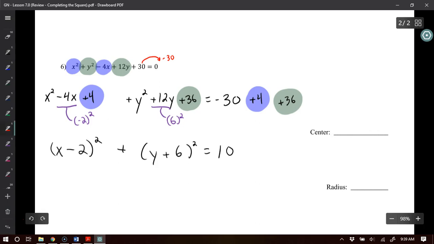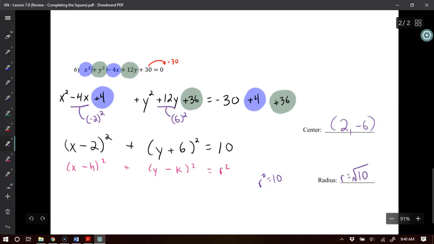Again, now you have the equation of a circle. You have an x minus h squared, plus you have a y minus k squared, and you have a radius squared value. So my center is the coordinate 2, -6. r squared equals 10, so my radius is the square root of 10.